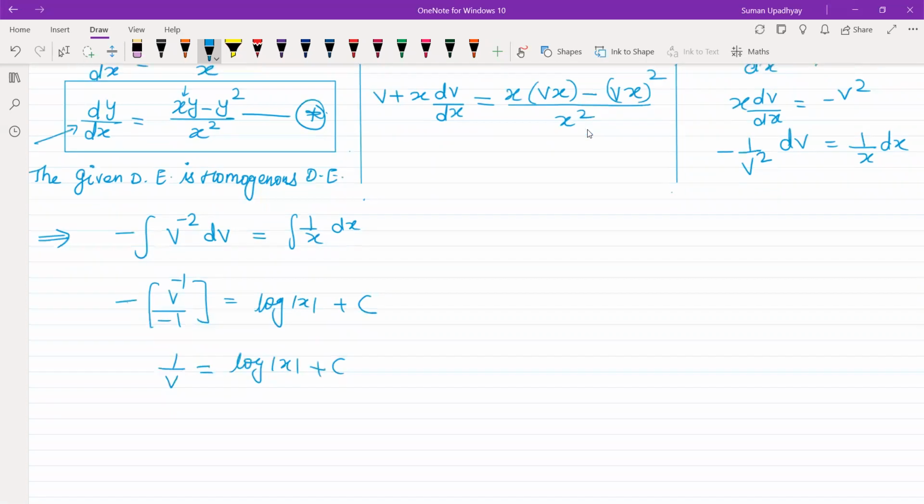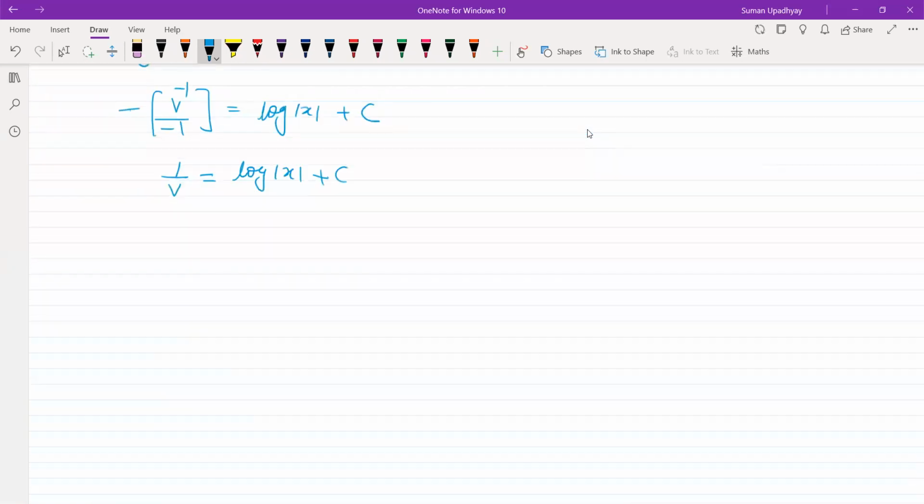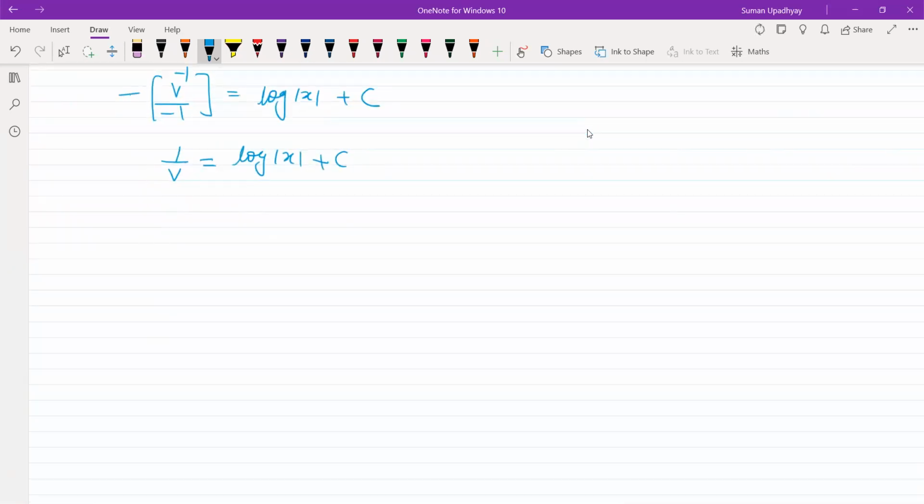What is 1 upon v? Again, the final answer is not this. We have to re-substitute in place of v. We put v equals y by x. So 1 upon v becomes x by y. So x by y equals log of mod of x plus c. This is the final answer. Is this clear to all of you?